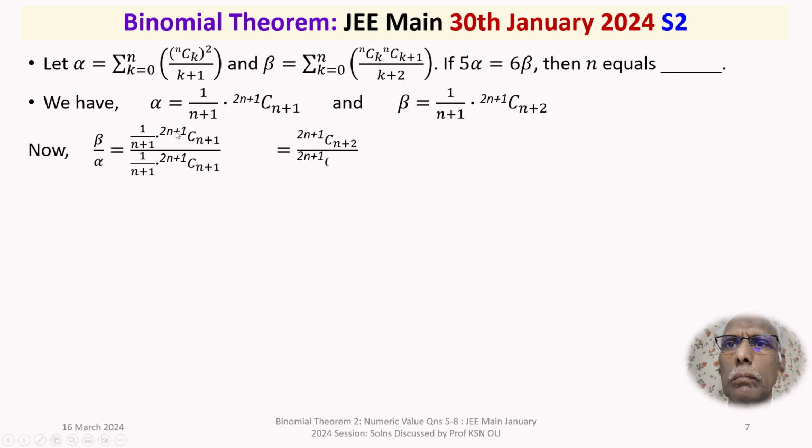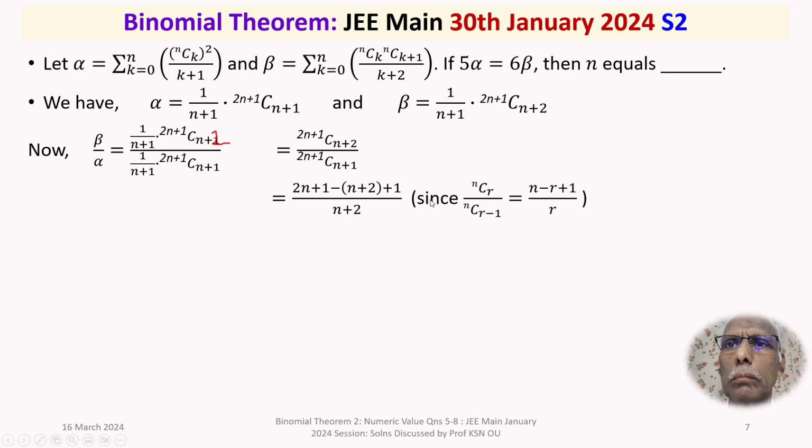1 by n plus 1 into 2n plus 1 Cn plus 1 by, what is alpha? 1 by n plus 1, 2n plus 1 Cn plus 1. The 1 by n plus 1 cancels. Then you will get 2n plus 1 Cn plus 2 by 2n plus 1 Cn plus 1. So now this is 2n plus 1 minus n plus 2 plus 1 by n plus 2.